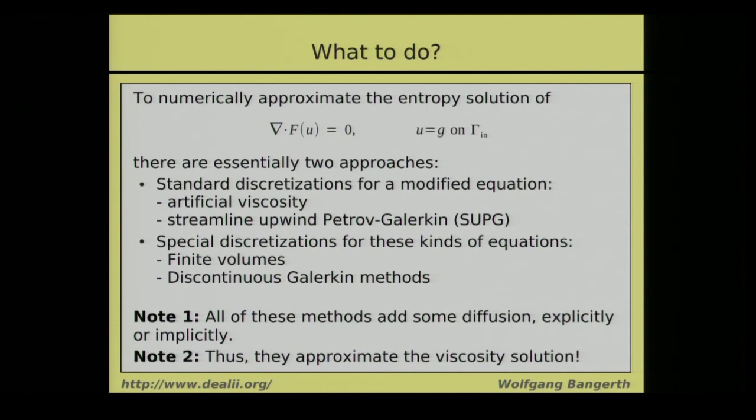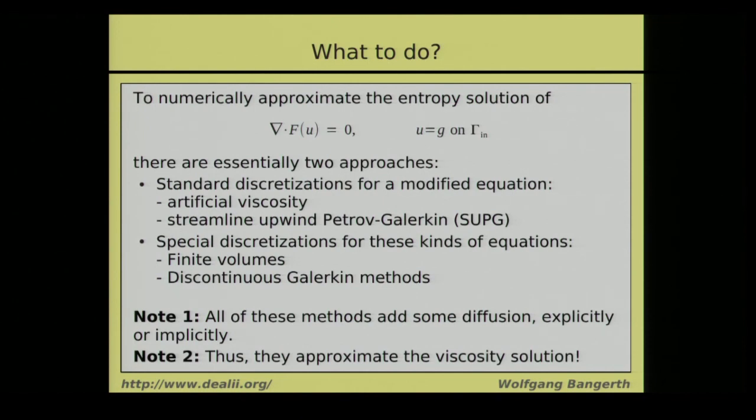So there are two standard approaches to this. There are many other methods as well that I'm not going to talk about, but let's say there are two standard approaches to adding artificial diffusion to the equation. One is called artificial viscosity. The other one is somewhat clumsily called streamline upwind Petrov-Galerkin, and because nobody wants to pronounce this, we always say SUPG.